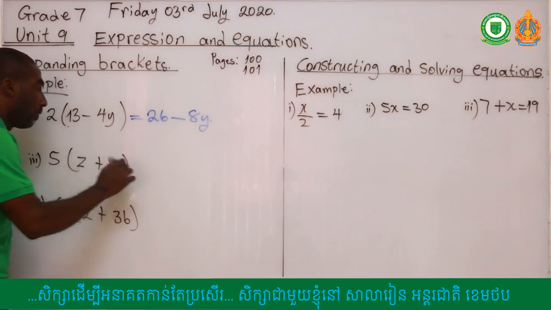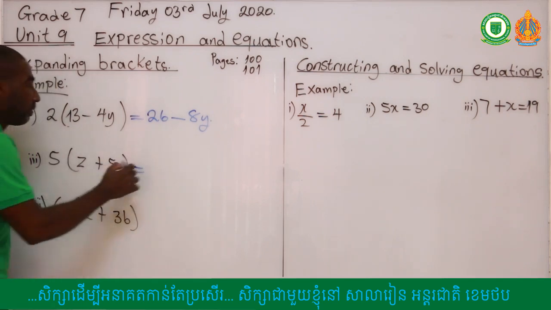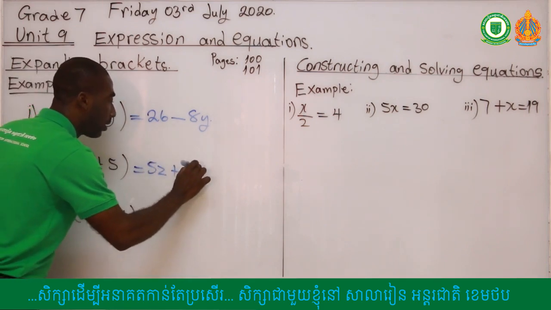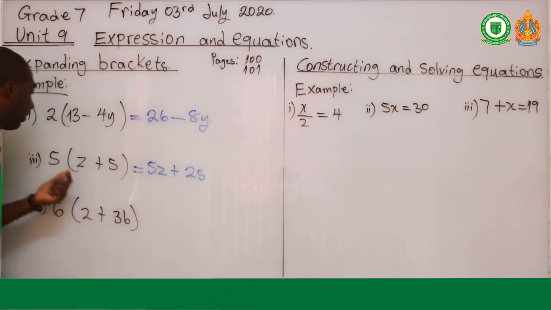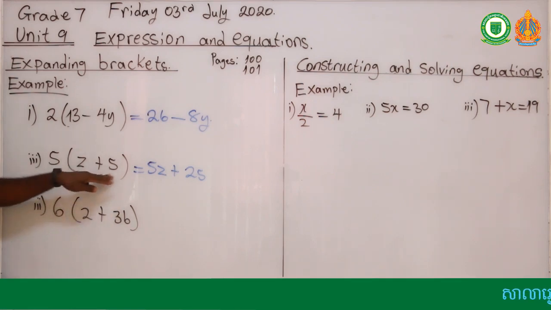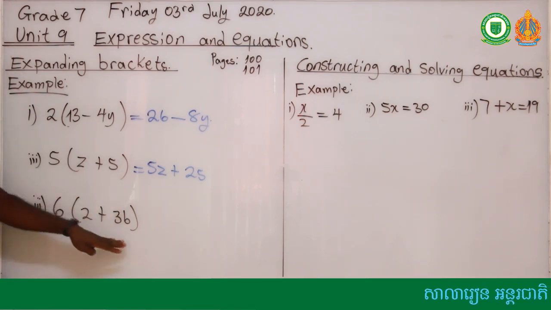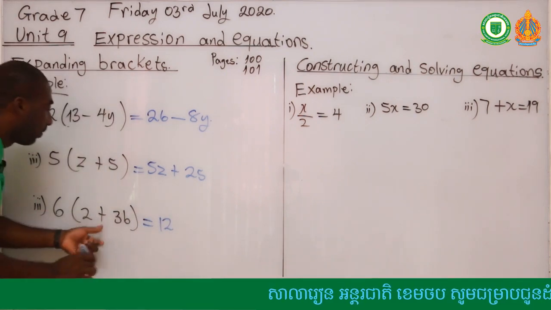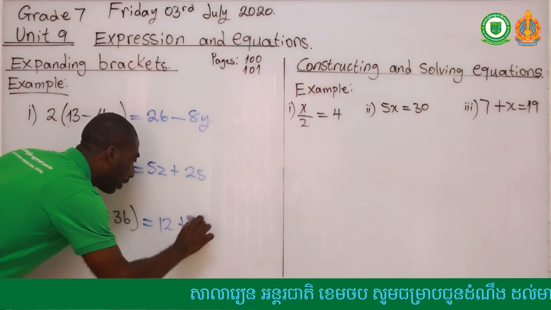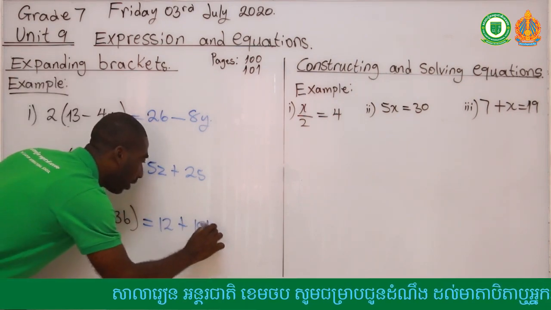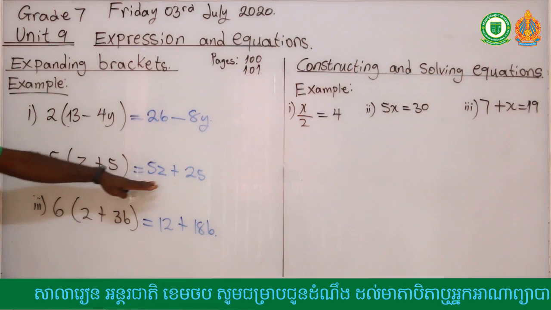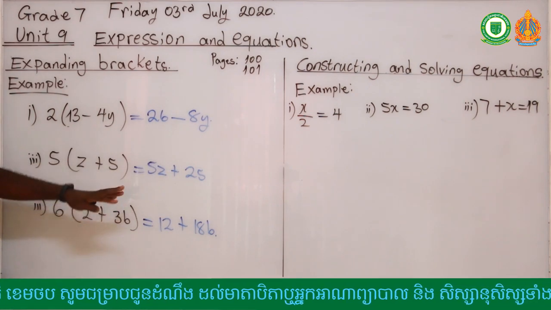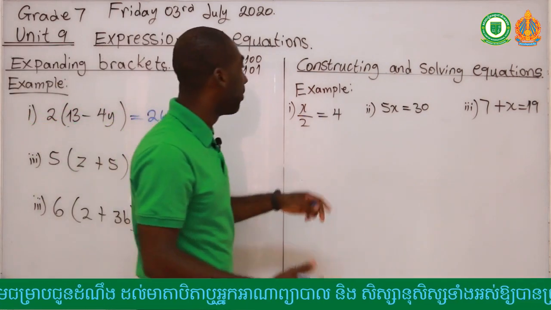Second one, we have 6 times the bracket 2 plus 3b, it's multiplication. 6 goes inside the bracket, which is equal to 12 plus 18b. Okay, so this is how we expand our brackets on this side. Okay, so please take note of this one and then don't confuse yourself.